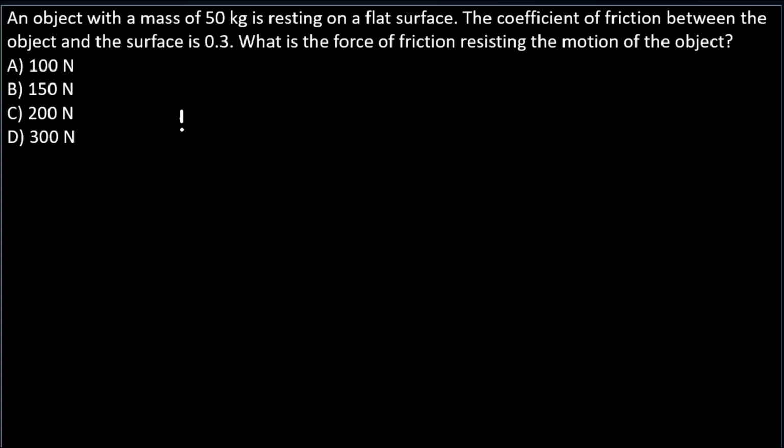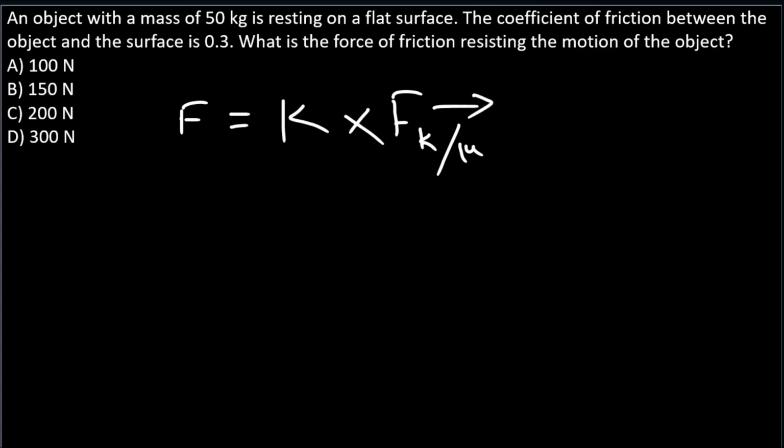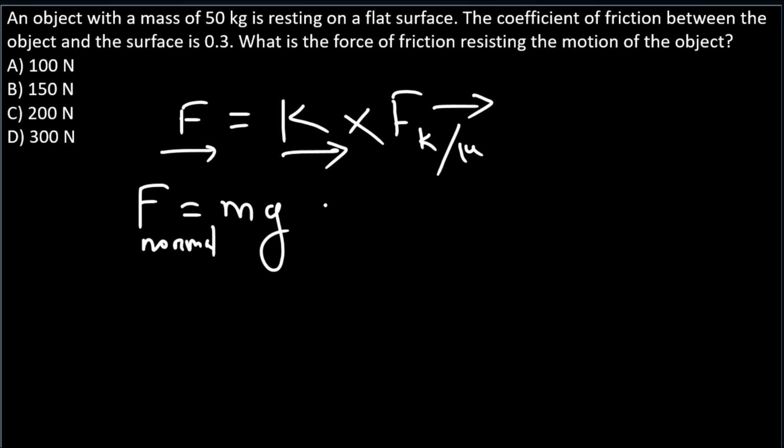So here the normal equation is F equals μ times F normal, or F_k equals μ_k times F_N. This is the friction force, which depends on the normal force, and μ_k is the coefficient of friction. So here we're going to solve this one. First, F normal equals mg.